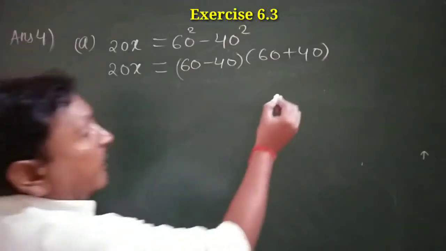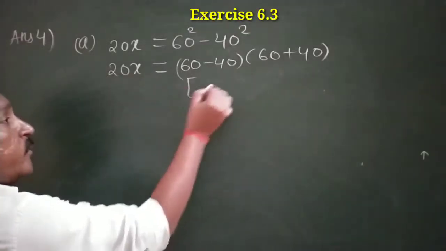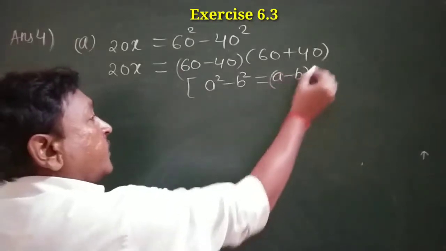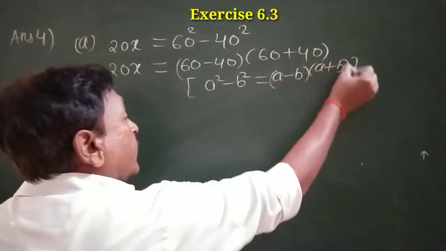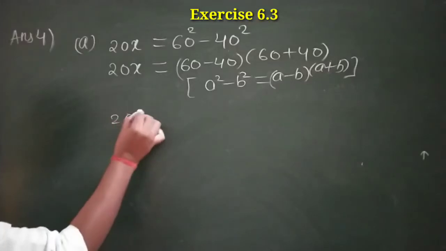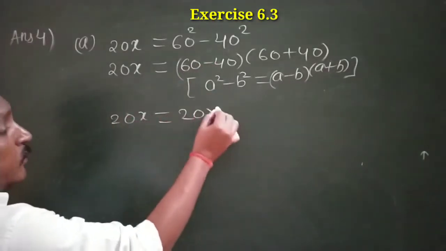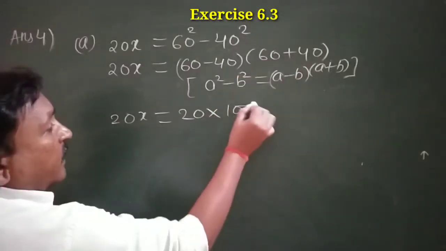Okay, and you have to show the identity also. A square minus b square equals a minus b, a plus b. Okay, now 20x equals 60 minus 40, means 20, into 60 plus 40, means 100.